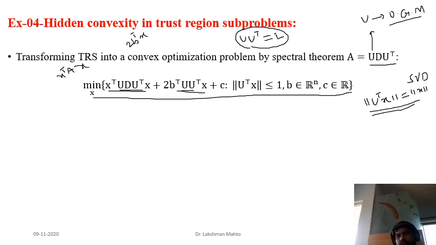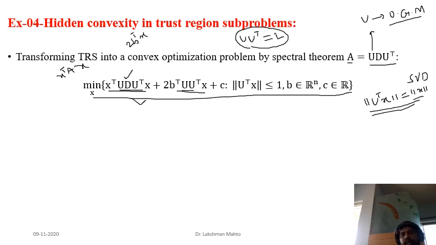So here, U is orthogonal, so U transpose is also orthogonal. So norm of U transpose X equals norm of X. So I have substituted, just replaced this norm of X by norm of U transpose X. So this condition is coming. So the last problem has been posed this way. Now again, this problem is not a convex problem. Why? Because of this D.